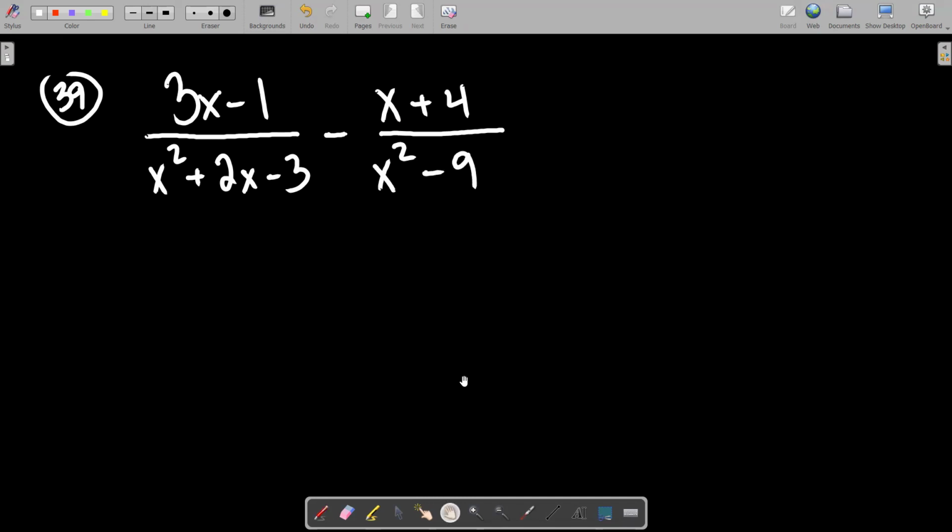So yeah, just factor. So the first fraction is actually 3x minus 1 over x plus 3x minus 1. So I can erase that now because it was on the video. And what does the second one factor into? Nice.